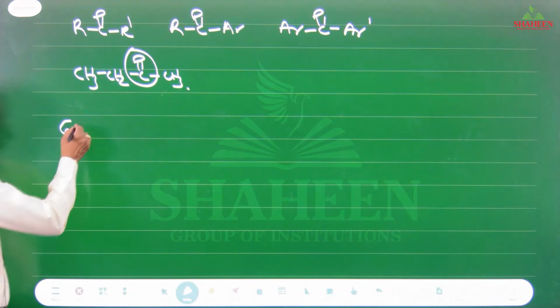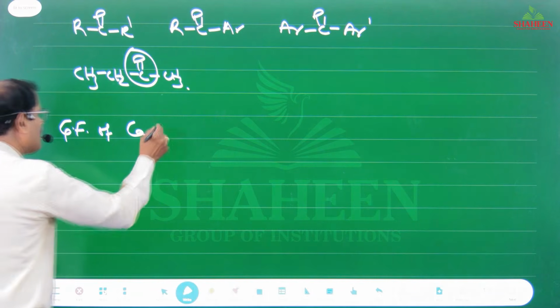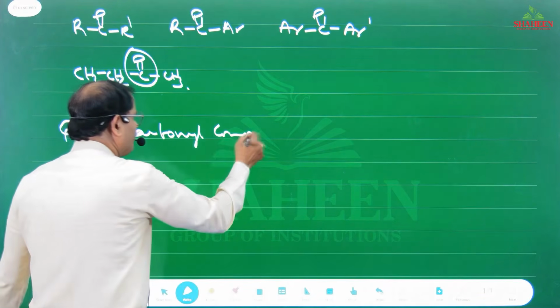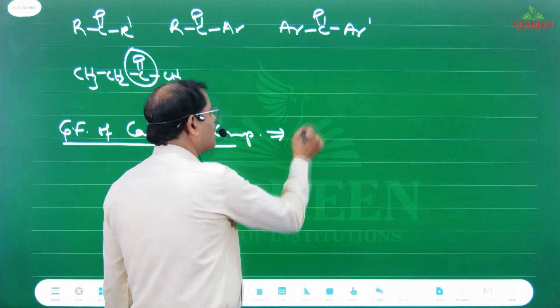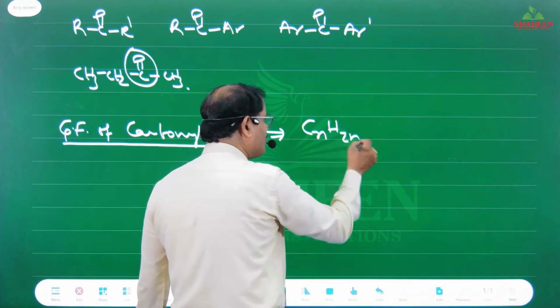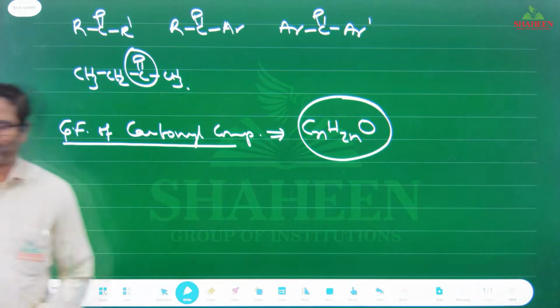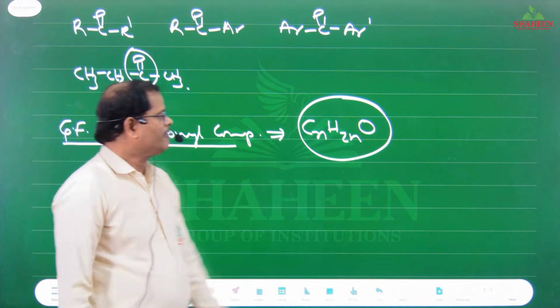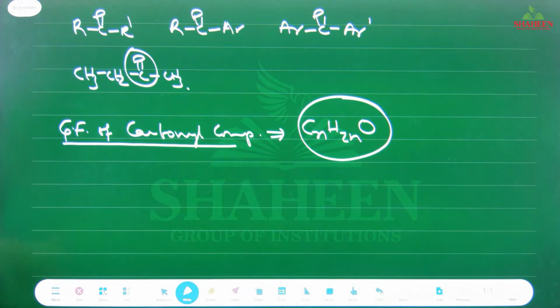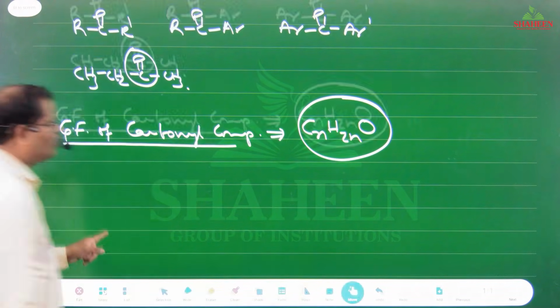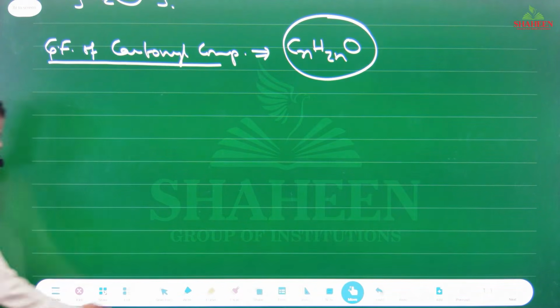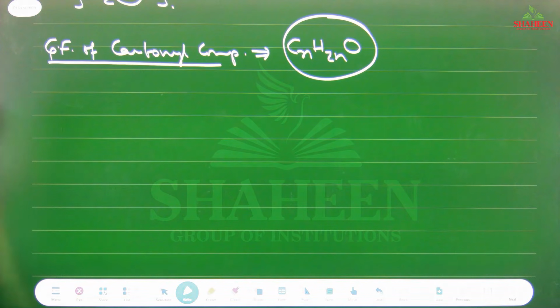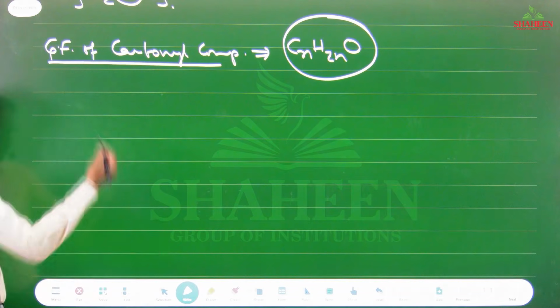And the general formula of carbonyl compounds: the alkene general formula with oxygen. CnH2n is the general formula of alkene, and along with the alkene general formula, if oxygen is attached, that refers to the general formula of carbonyl compounds, for both aldehydes and ketones. For both aldehydes and ketones, the general formula is CnH2nO. In this way, we can represent the general formula of aldehydes and ketones. Then we go for isomerism.